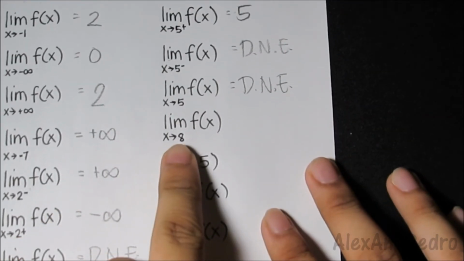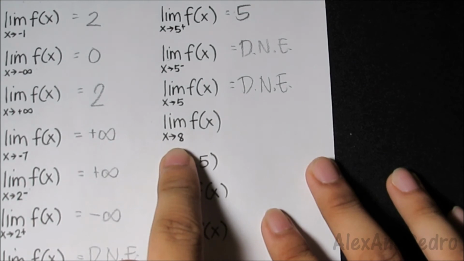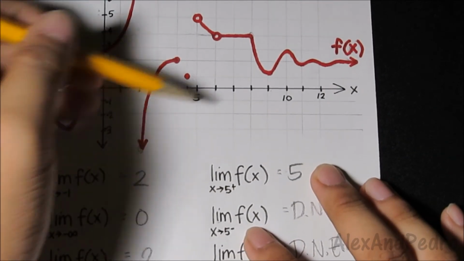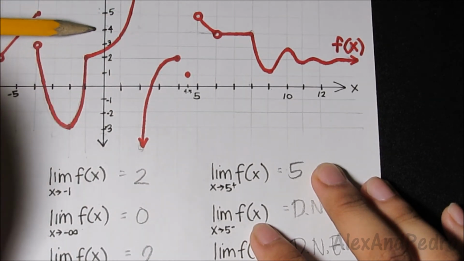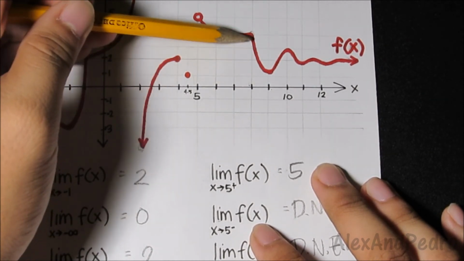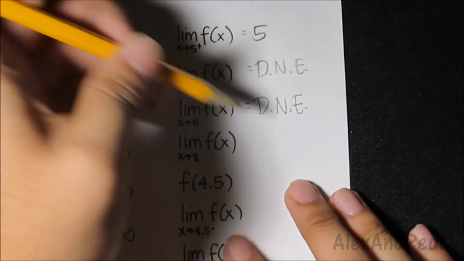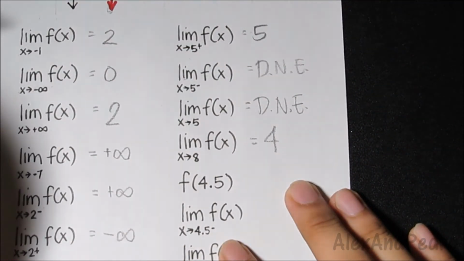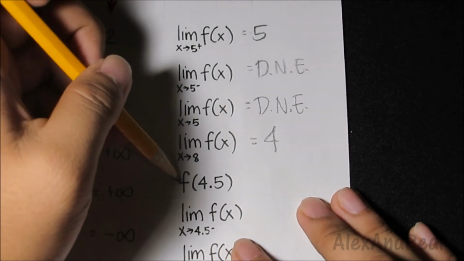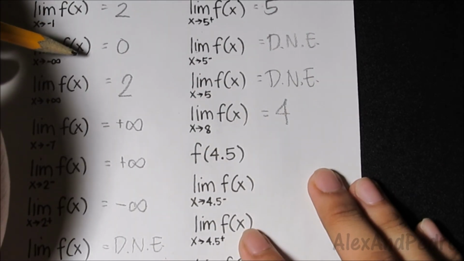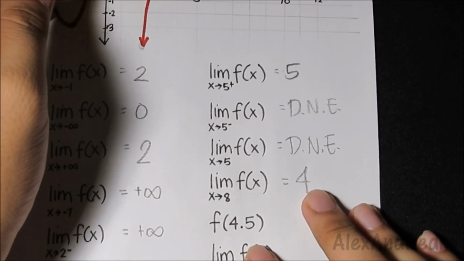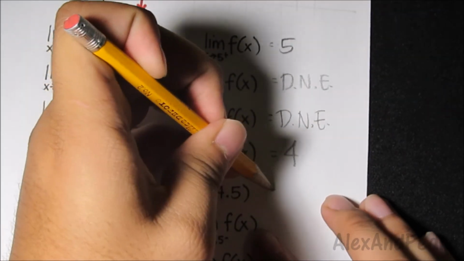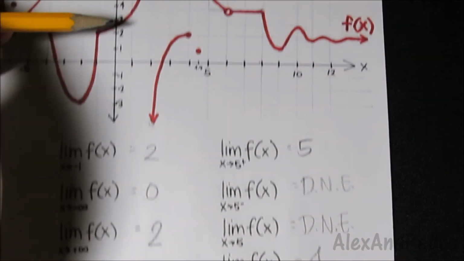How about this one? The limit of f of x as x approaches 8. Well, okay, 8 is here. So from the left it approaches 4. From the right it approaches 4. So this limit equals 4. Well, how about this one? f of 4.5. Well, that's easy. This point here is 4.5. So for 4.5 it went up. This is equal to 1.